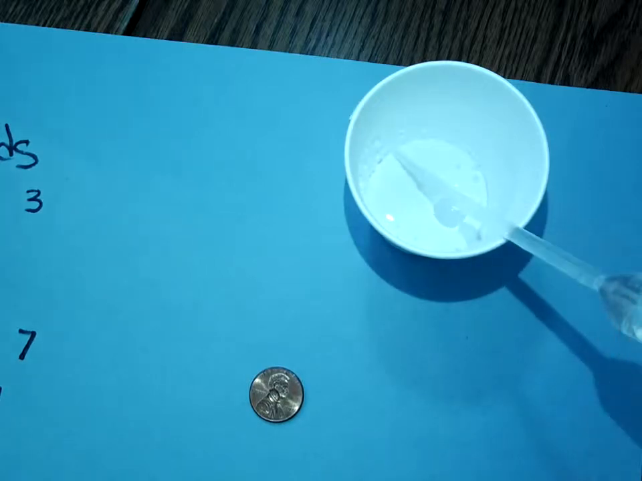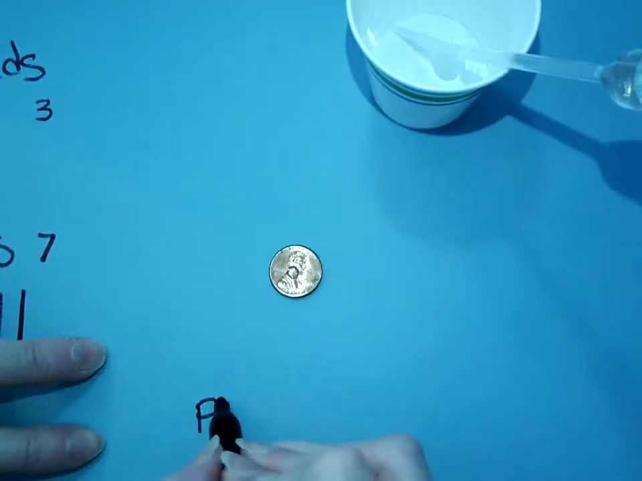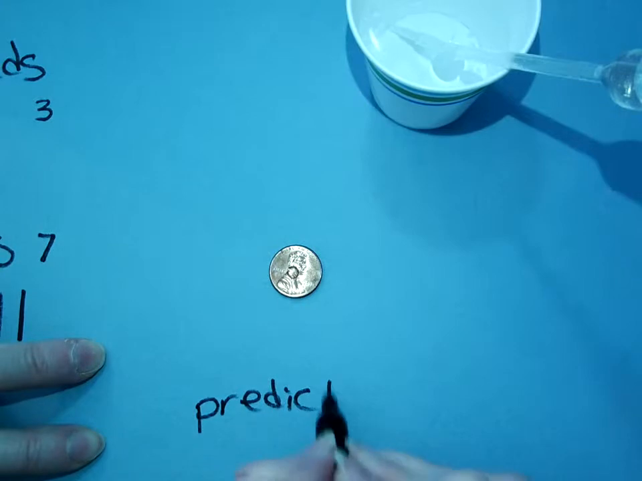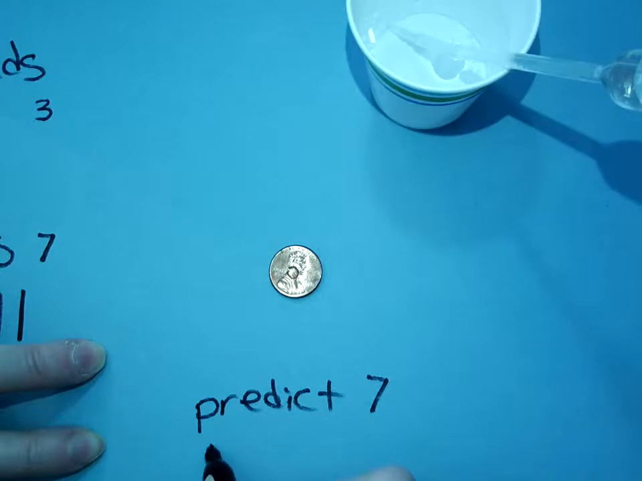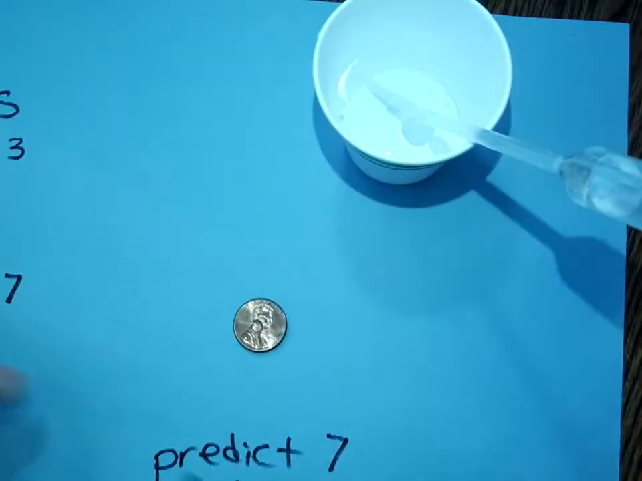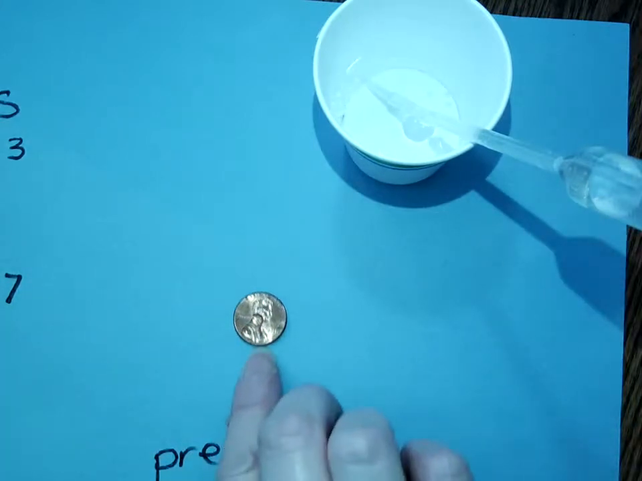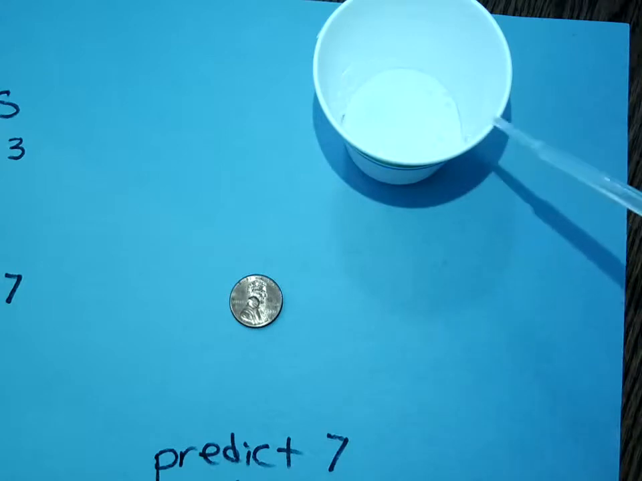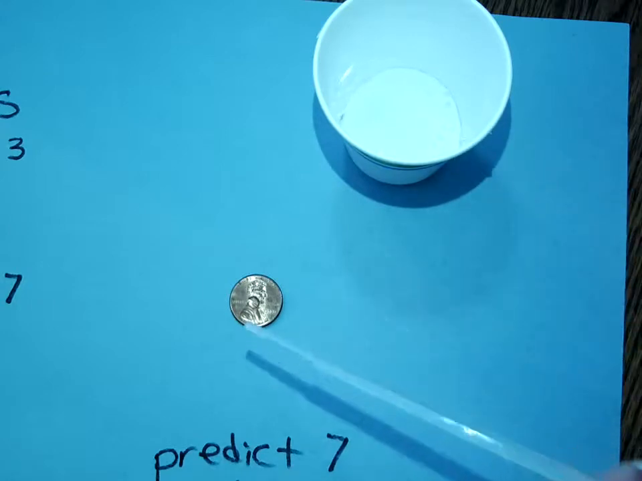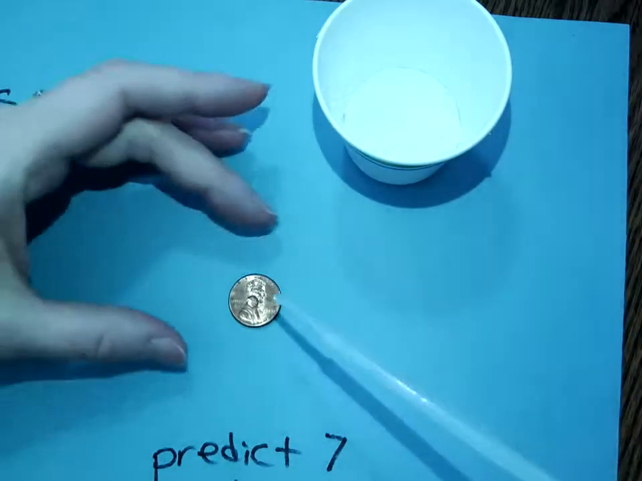So sometimes scientists make a prediction. So I'm going to write down right here, predict. I'm going to predict 7. And then I'm going to find out what's real. What do I find out? So let's see how many. Let's see if I'm right. Sometimes scientists like to do that. They like to make a guess, and then they do a test to see if their guess is right.